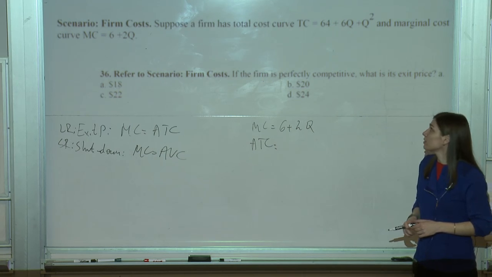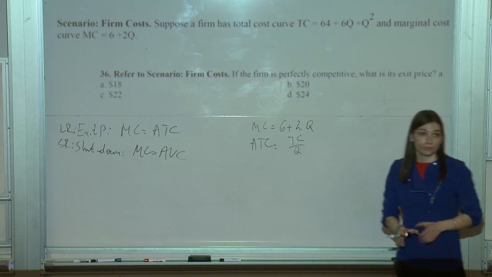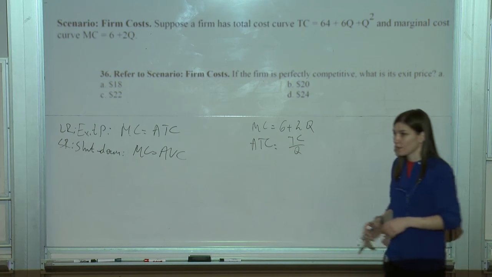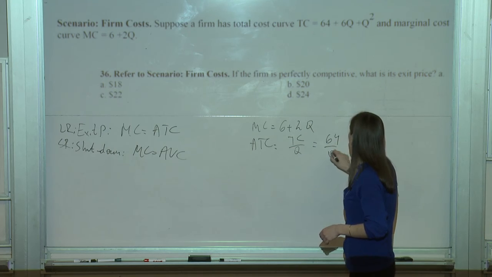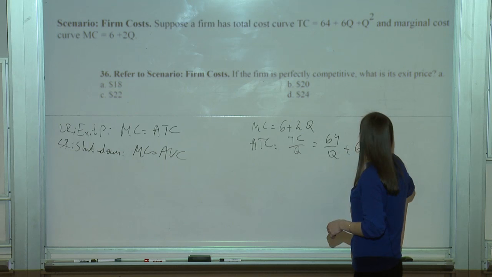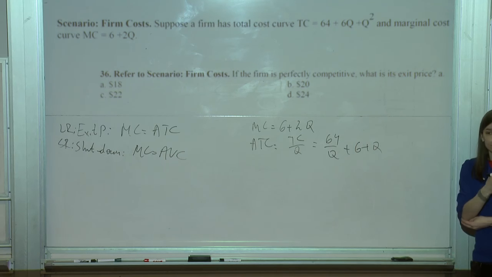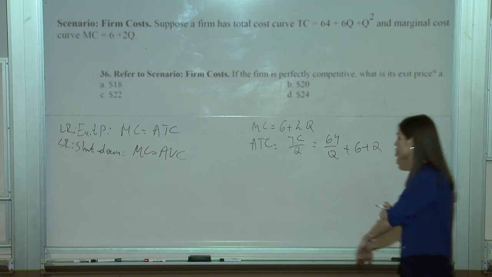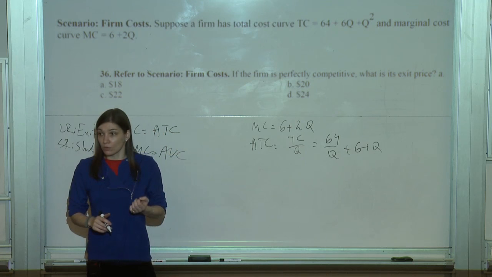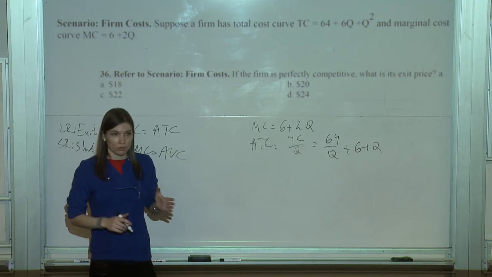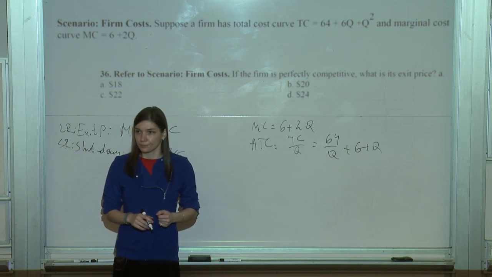Not exactly. Average total cost is equal to total cost divided by q. Right, by definition. I have total cost, so it's 64 divided by q plus 6 plus q. Right, that's average total. Now I'm going to set them equal to each other, from where I'm going to find the quantity, the exit quantity. Now I'm going to plug it back in and find the exit price. Okay?